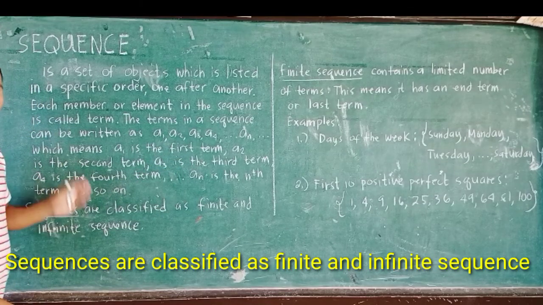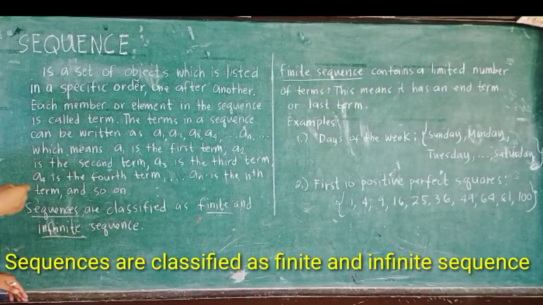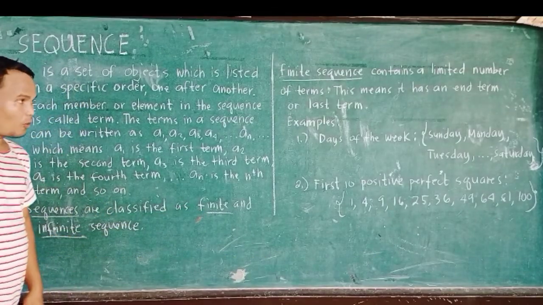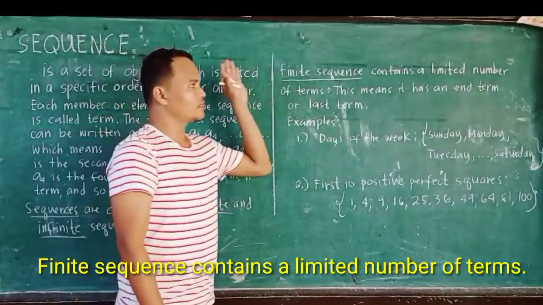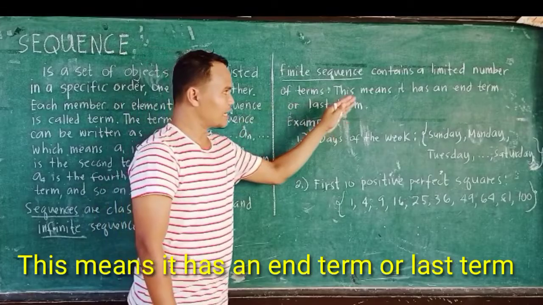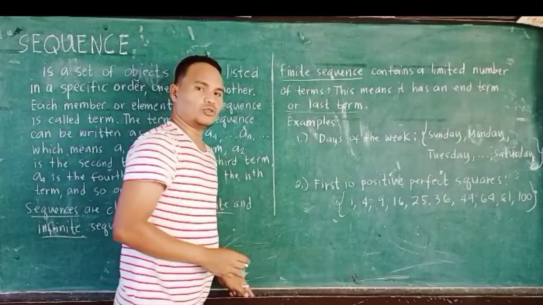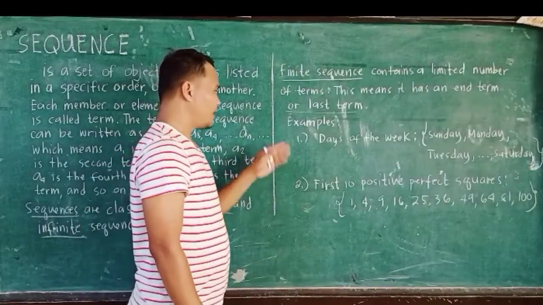Sequences are classified as finite and infinite sequences. When we say finite sequence, it contains a limited number of terms. This means it has an end term or last term. Doon na siya katapusan na term.